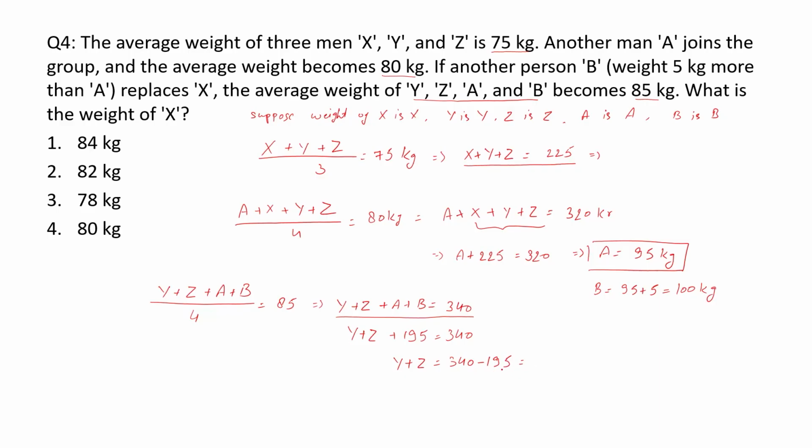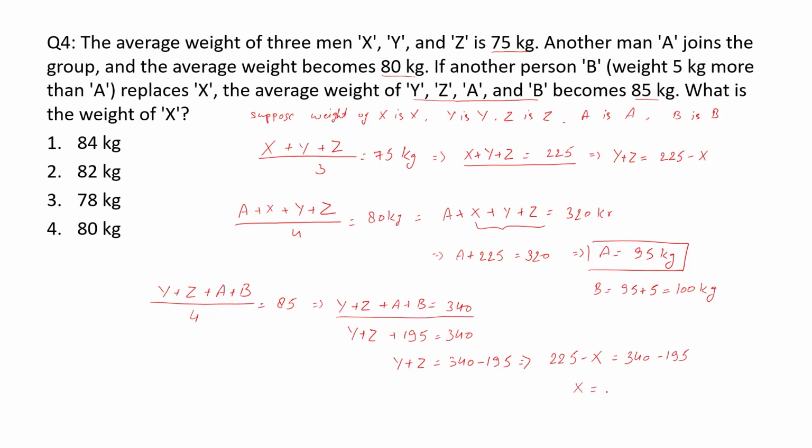So this we will solve using a calculator. But from this equation, can you get the value of y and z? So from this equation, y plus z is 225 minus x. So just substitute this value over here. So 225 minus x is equal to 340 minus 195.